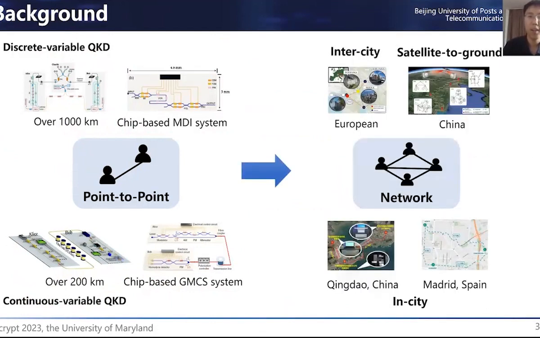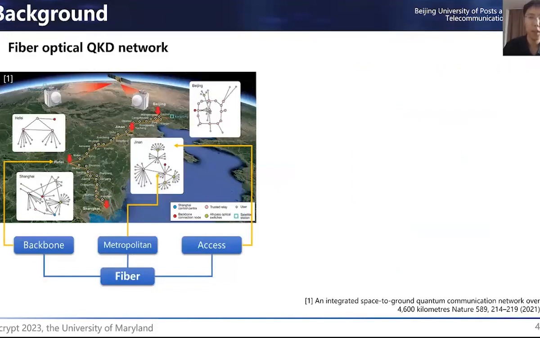Now the QKD network can support the connection of nodes within a city, between different cities, and even the satellite-to-ground network. As we can see, the fiber optic QKD network is the mainstream method to access massive users, which consists of the backbone network, the metropolitan network, and the access network.